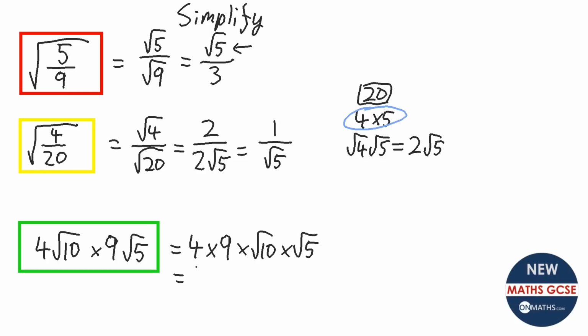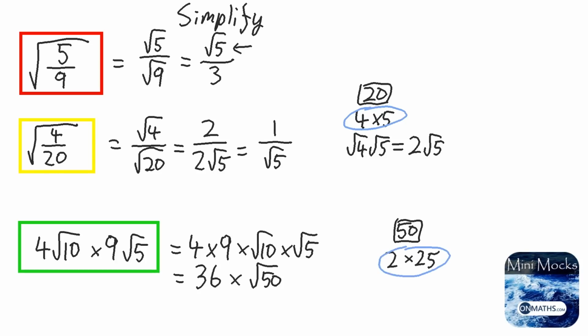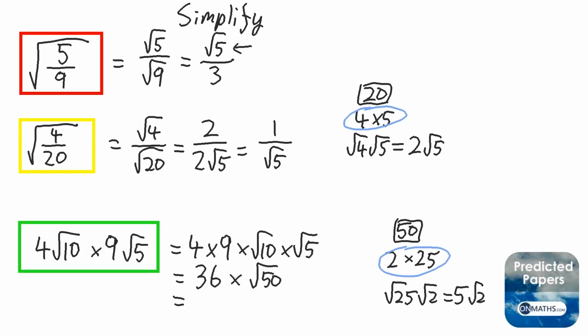So 4 times 9 is 36, times root 10 times root 5 is root 50. But again, 50 has a factor pair with a square number. It's 2 times 25, and 25 is a square number. So I can simplify that further. So it becomes root 25 root 2. Root 25 is 5, so it's 5 root 2.